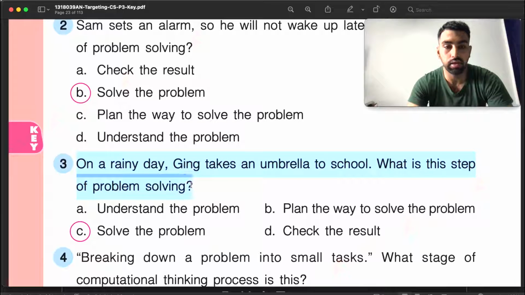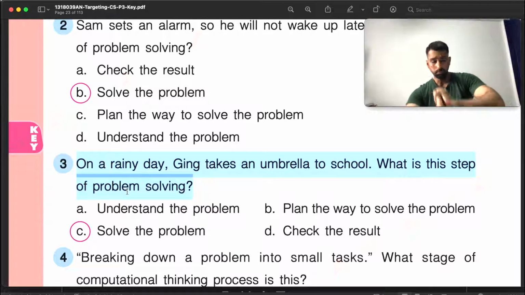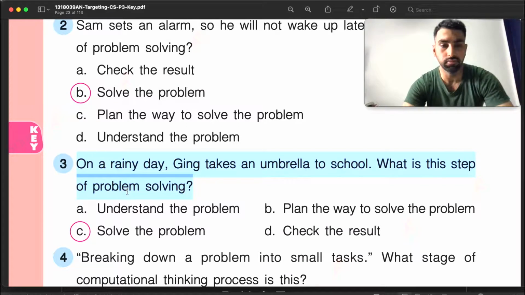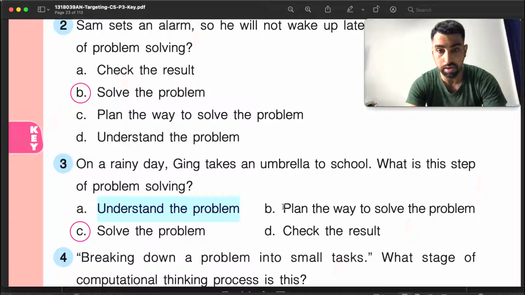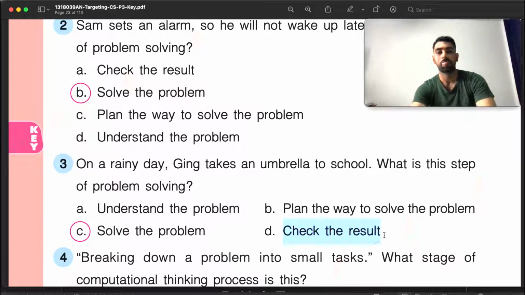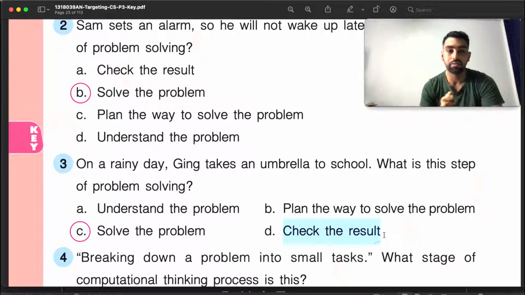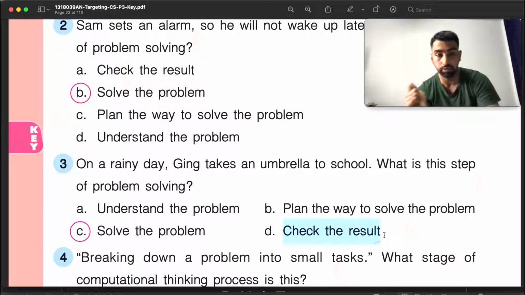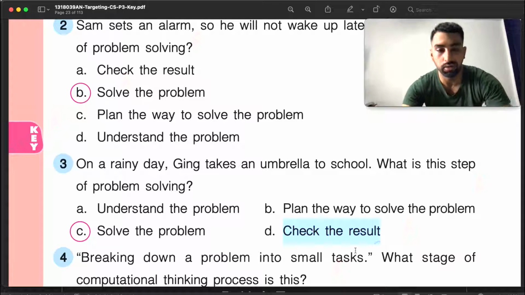Number 3, on a rainy day, Ging takes an umbrella to school. What is this step of problem solving? A, understand the problem. B, plan the way to solve the problem. C, solve the problem. D, check the result. So using the umbrella is the solution, to solve the problem. This is the solution, so the correct answer is C.